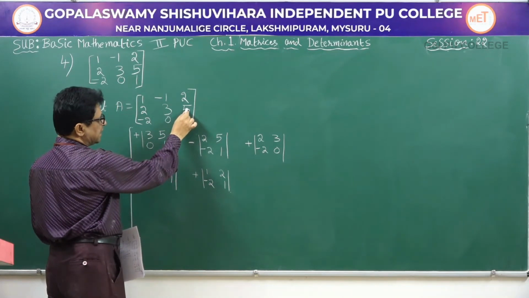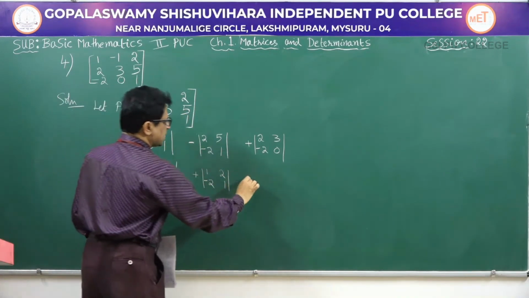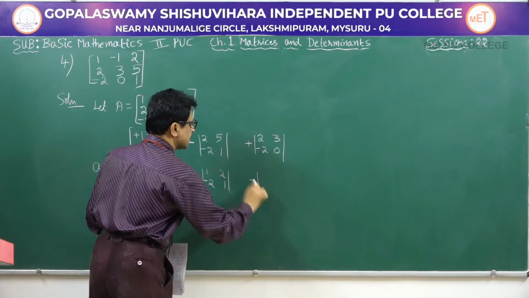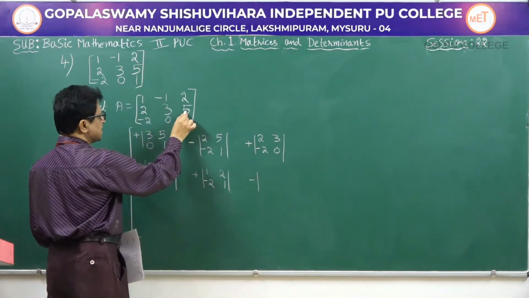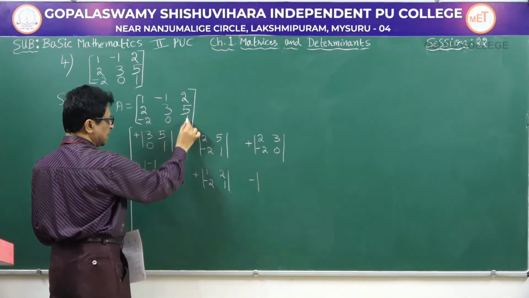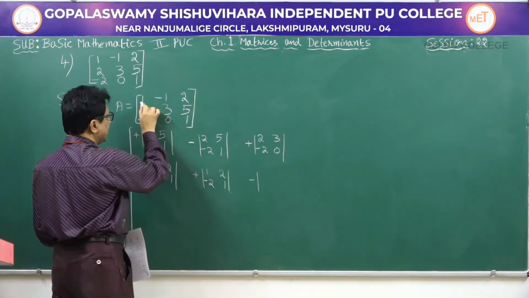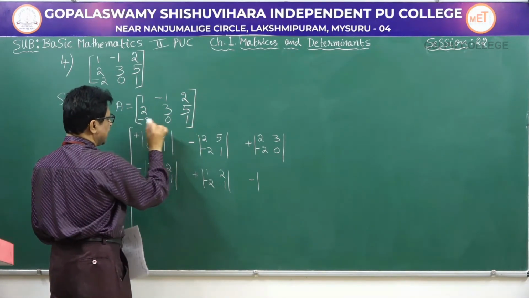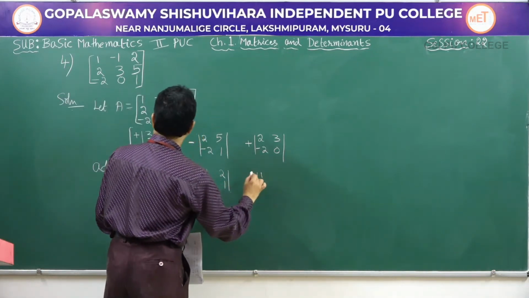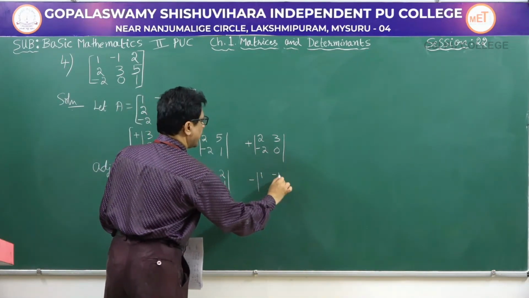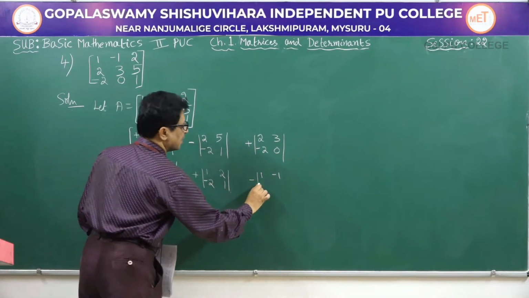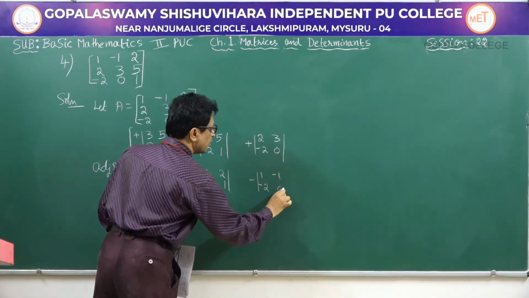Next we shall find the cofactor of 5. First we shall write the sign minus. 5 lies in the second row, third column. We eliminate the second row and third column and take the determinant of the remaining elements. That is determinant of 1, -1, -2, 0.